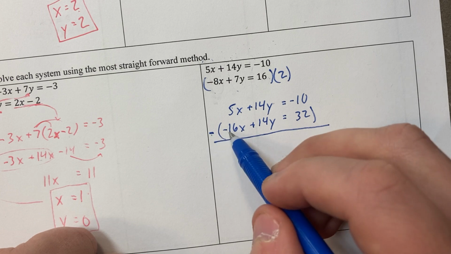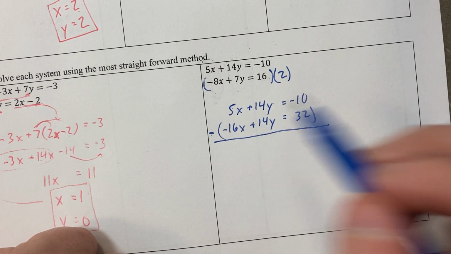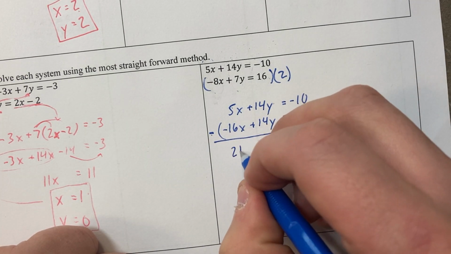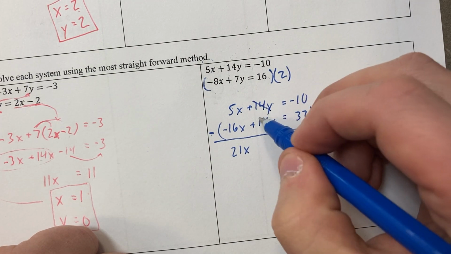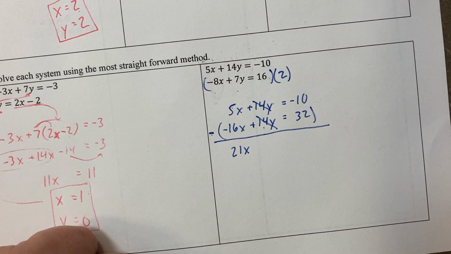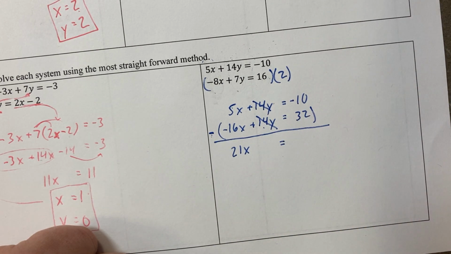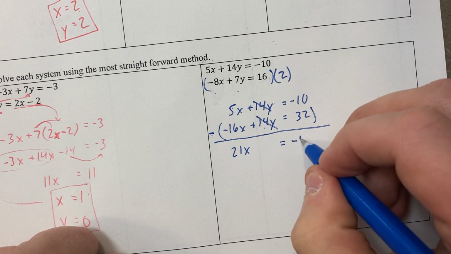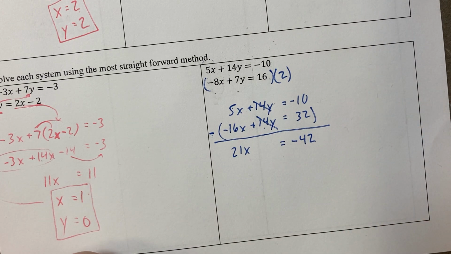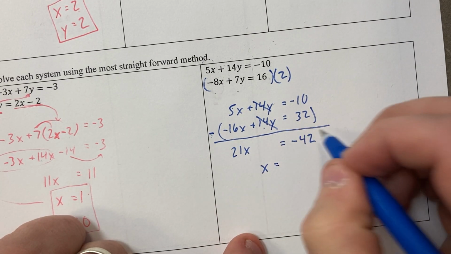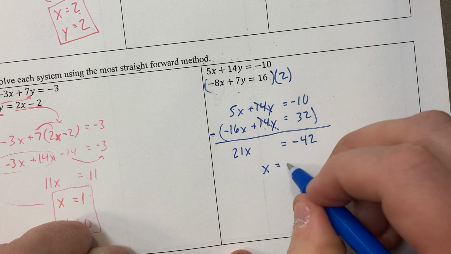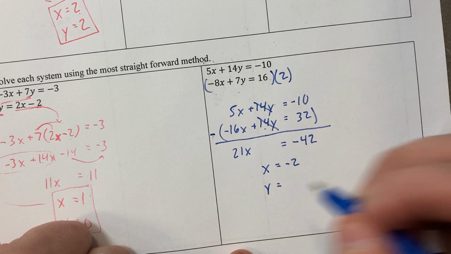5 minus negative 16, that's 5 plus 16, 21x. Those cross off. 14 minus 14 is nothing, that's the whole point. Negative 10 minus 32 is negative 42. And we finish off by dividing. Negative 2.